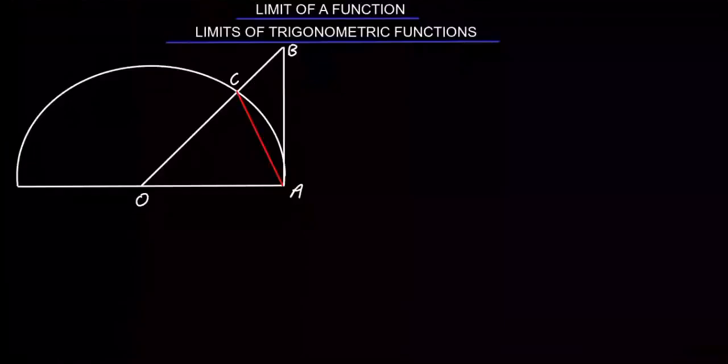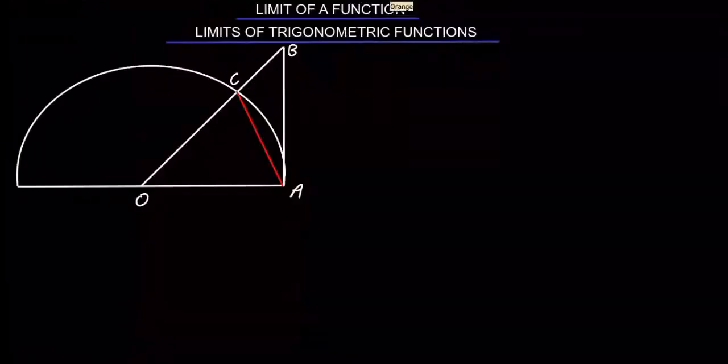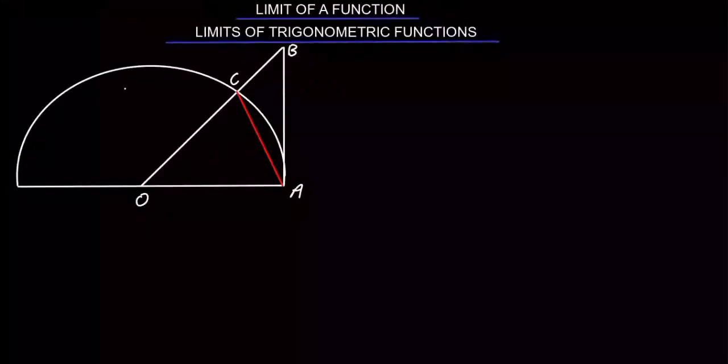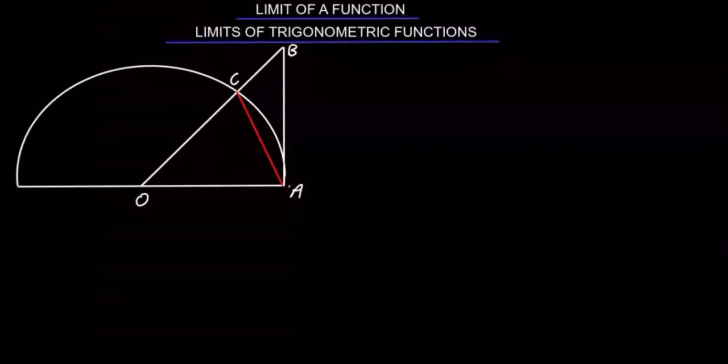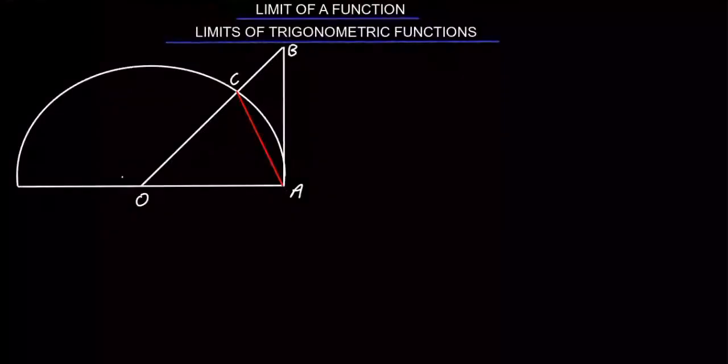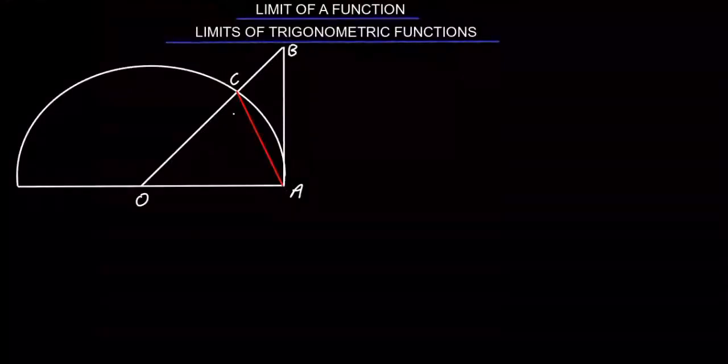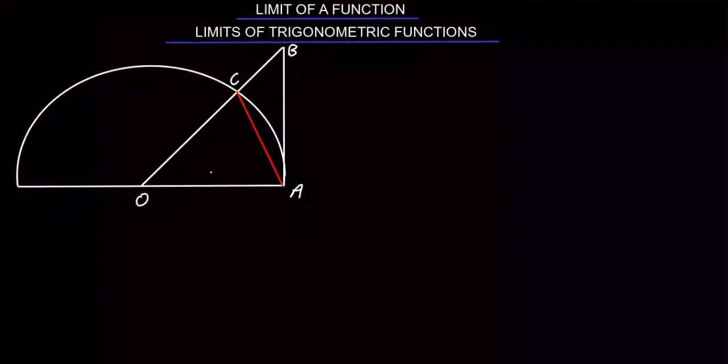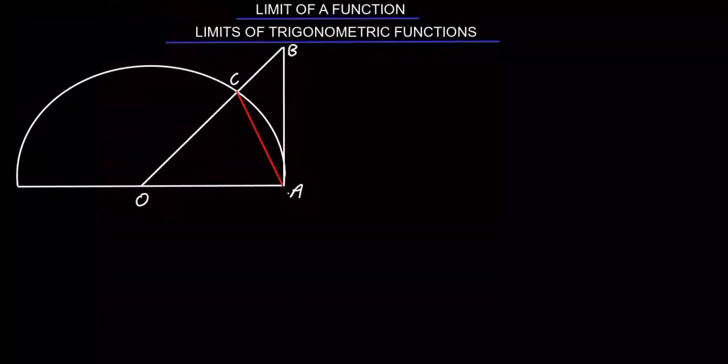Let's look at limits of trigonometric functions. Here, if you look at it that way, we have this semicircle and we have arc AC. We have two triangles here: triangle OAC and triangle OAB. Similarly, we also have a sector, and that is sector OAC.